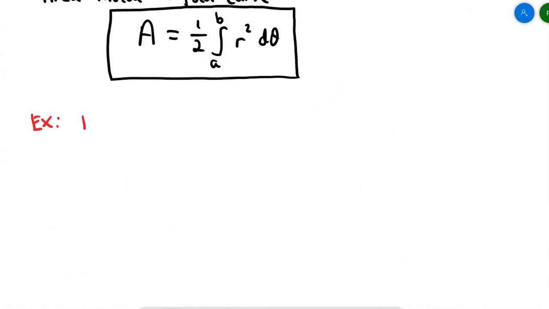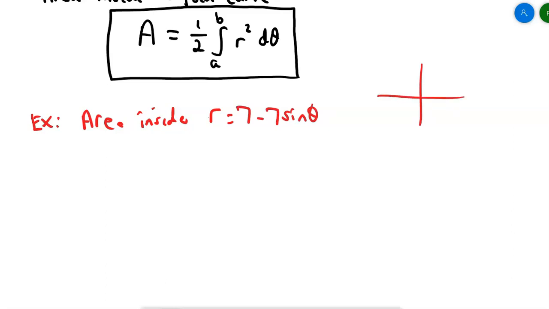Suppose I want to find the area inside of that polar curve we did the other day, which was r equals 7 minus 7 sine theta. Now remember what this one was. This was the cardioid. It sat this way, and the other half went like this. If you wanted to change the cardioid, you could change the sines and cosines, but this one happened to be a cardioid that looked like this.